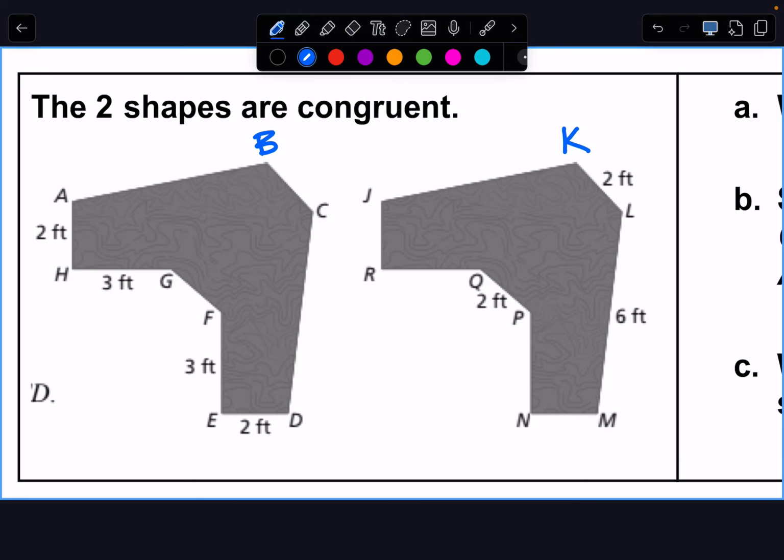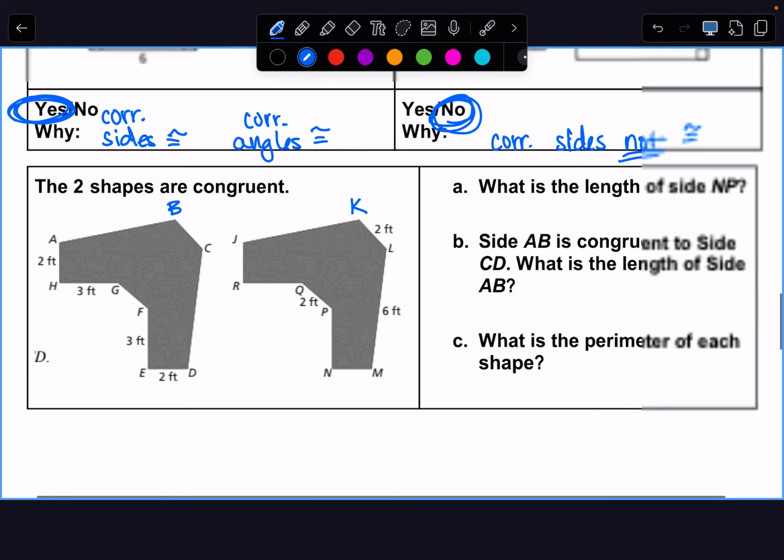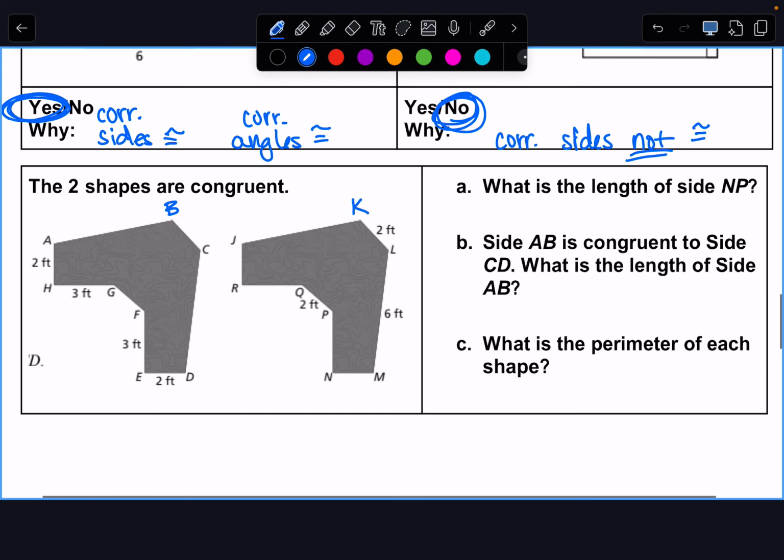I'm telling you that these two shapes are congruent. Well, if these two shapes are congruent, then we know corresponding sides and corresponding angles are congruent. If that is true, it's asking me to find NP. So here's NP. And that's not very visible. I'm going to highlight it in pink. NP, there it is.